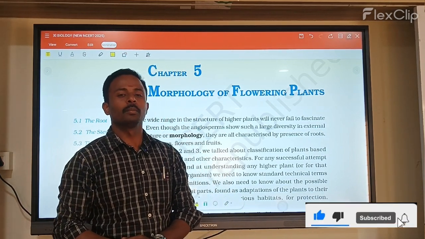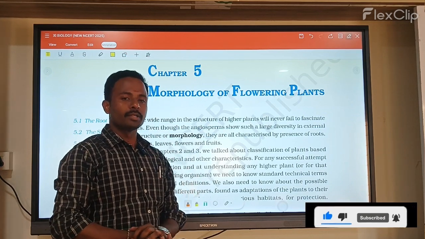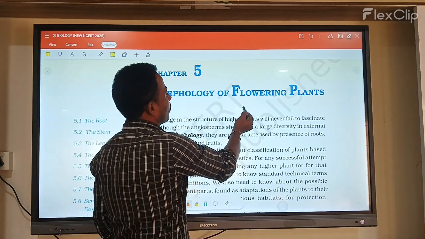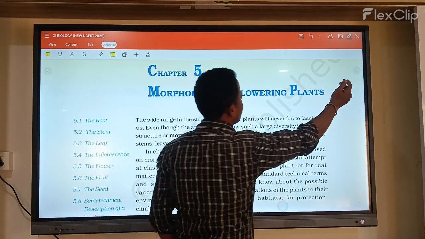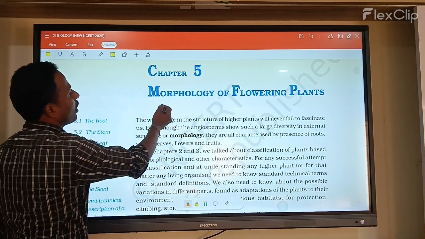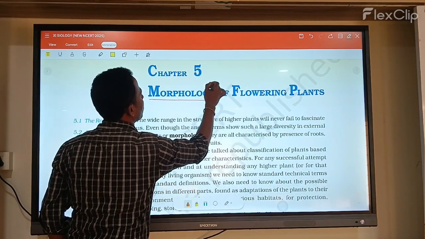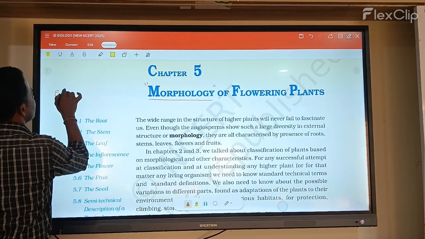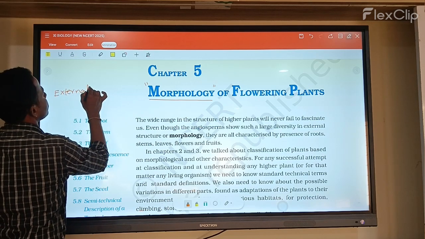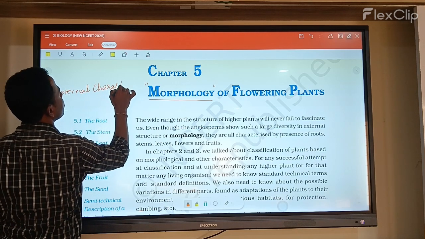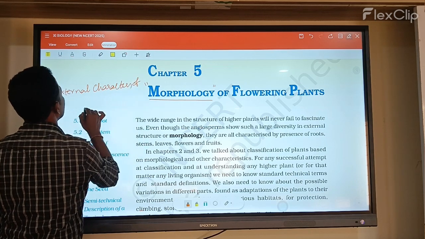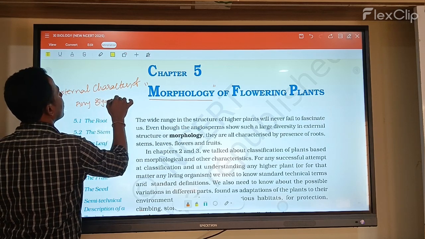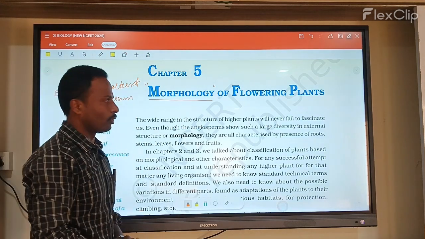For this section we will discuss morphology of flowering plants, chapter 5. Okay, first, what is morphology? Morphology means the study of external morphological characters of any organism. Any organism's external characters study is called morphology.